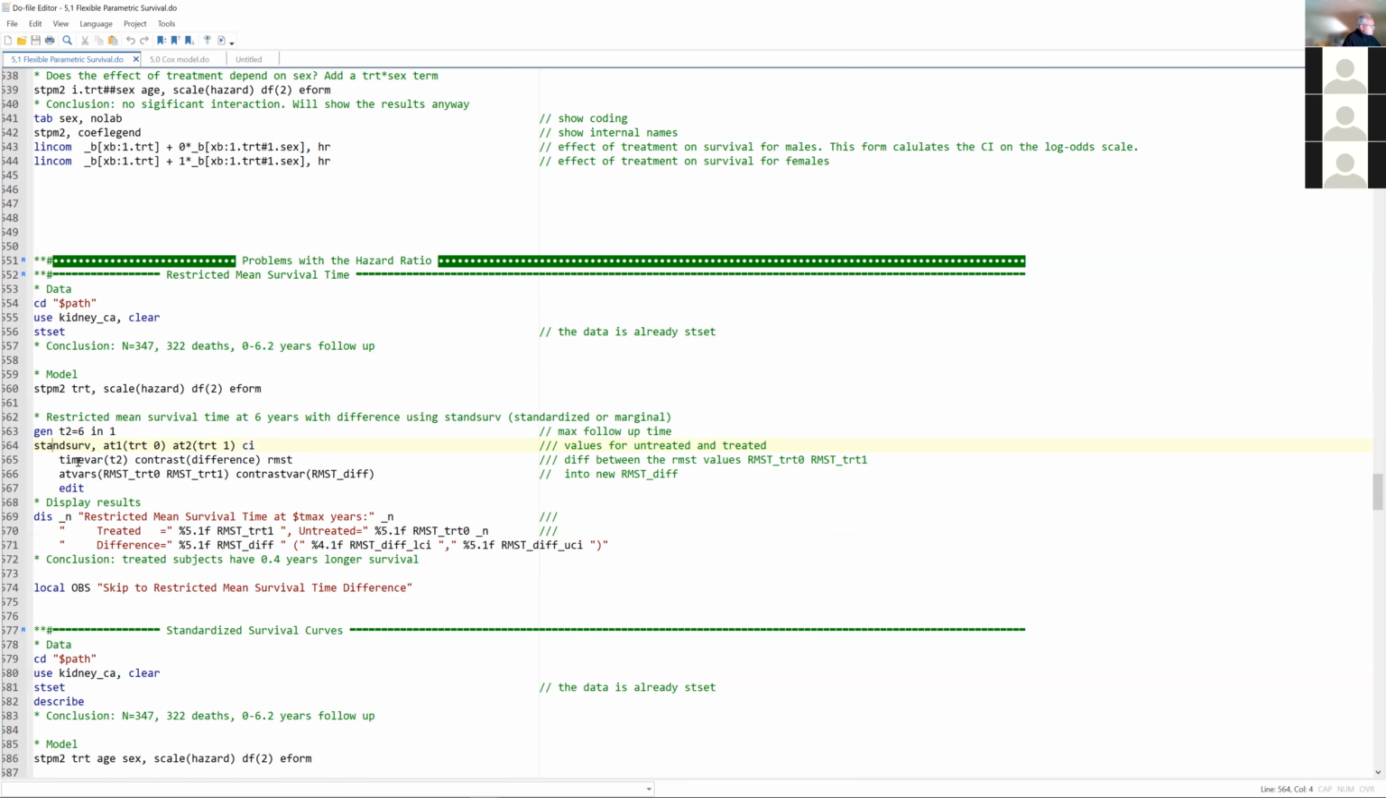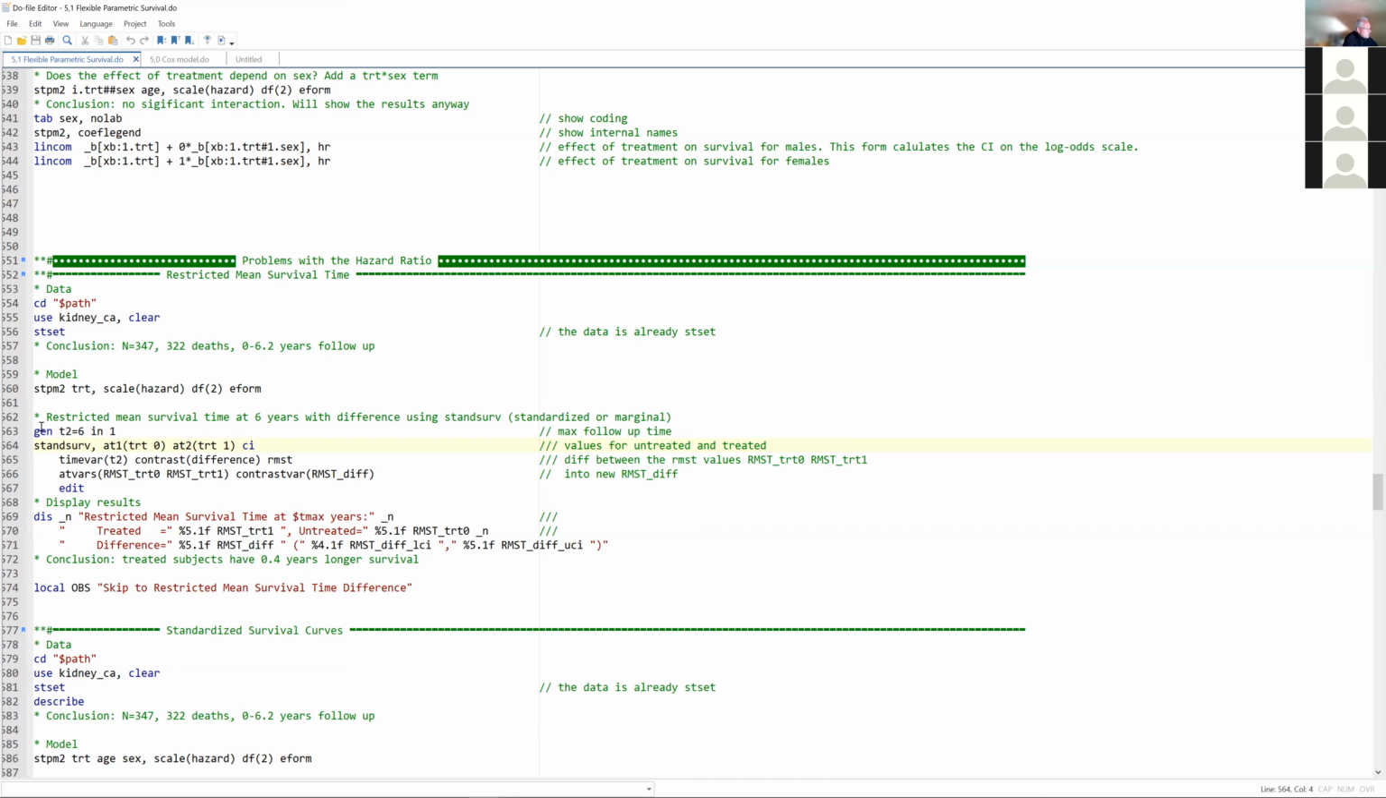Then I do this on time variable T2. So that's only one value here, 6 years. The contrast is the difference. I'd like to calculate restricted mean survival time. And the at variables are the new variables where this will be put into. It's one called treatment 0 and one called treatment 1. Those are the new variable names. Then for the difference, I put that into the contrast variable, and that's called RMST difference.